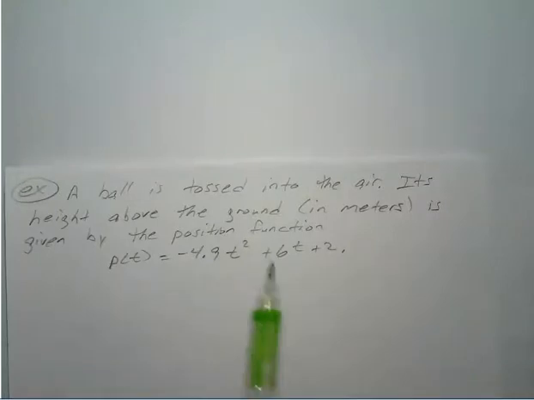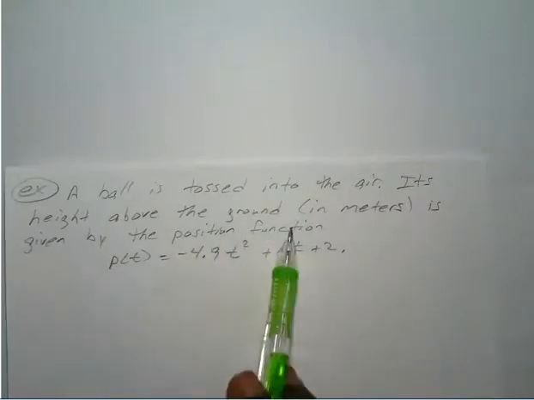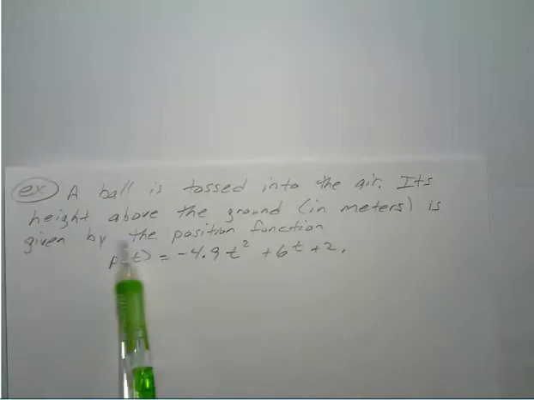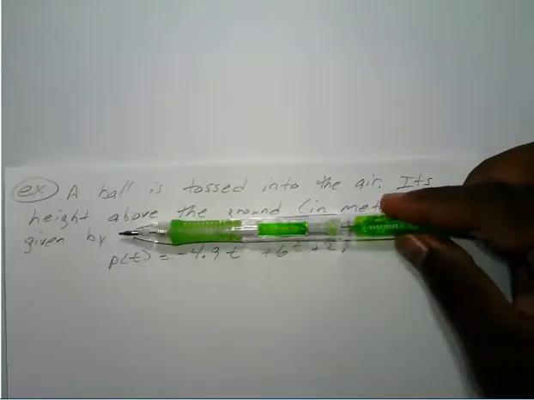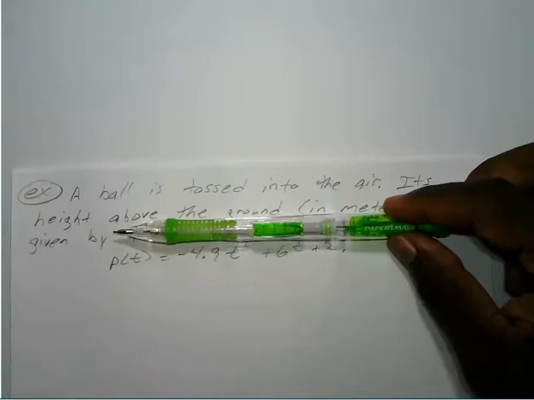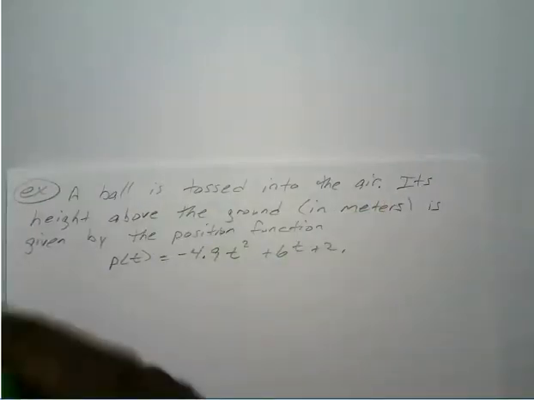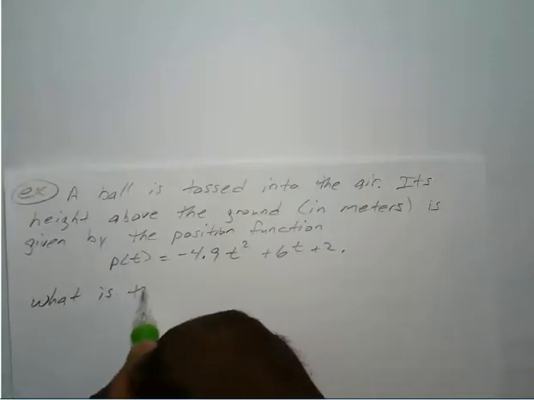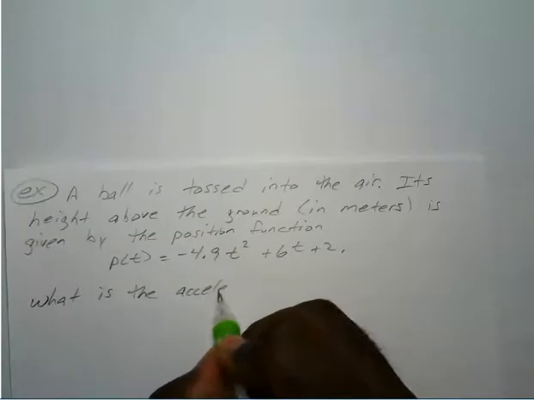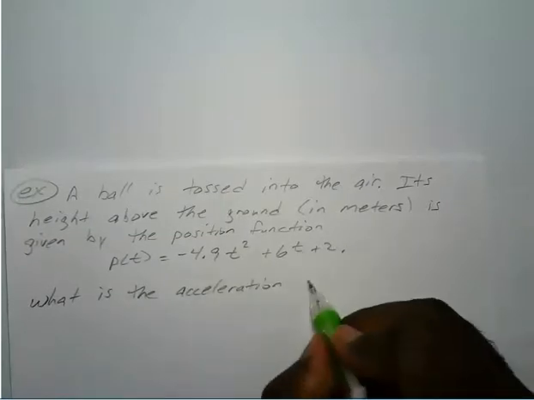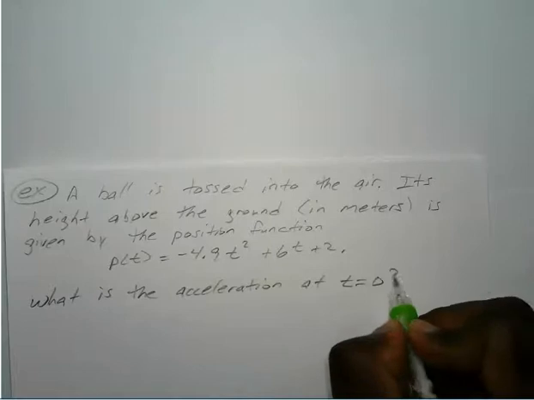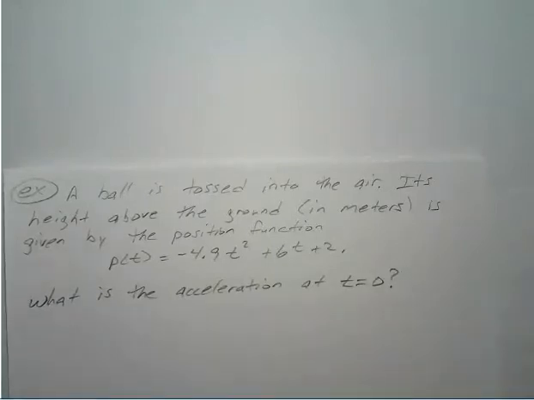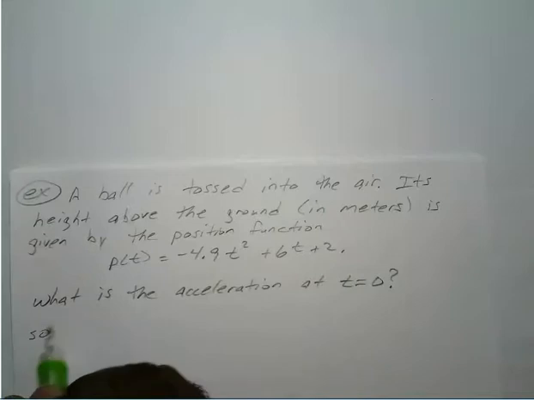Okay? And again, remember, they won't always say this is the position function. Most problems will just say is given by, and then not tell you that part and just give you this. So be on the lookout for that. Okay? So we want to know what is the acceleration at time t equals 0. Alright, so let's go ahead and solve this one.